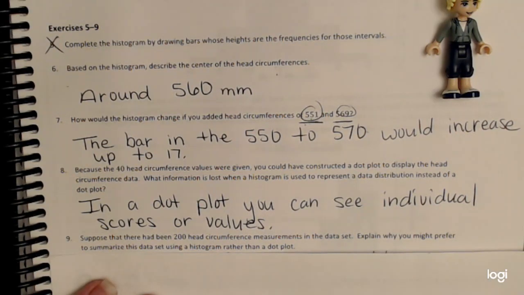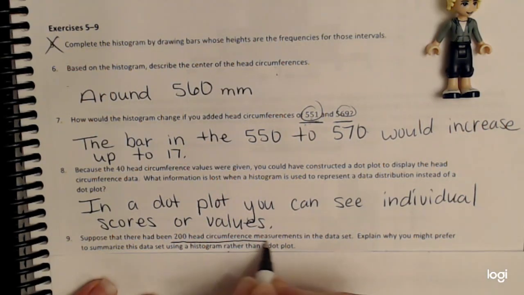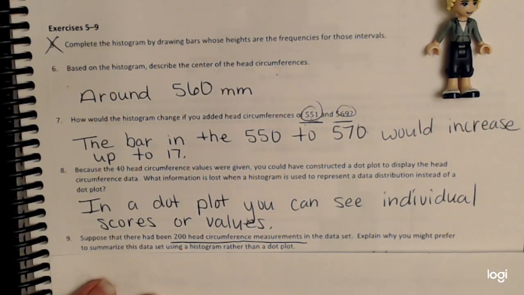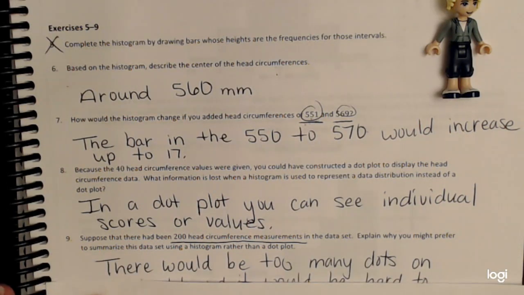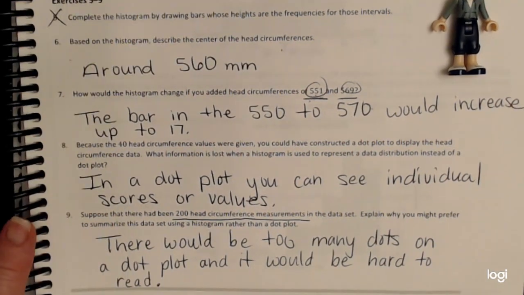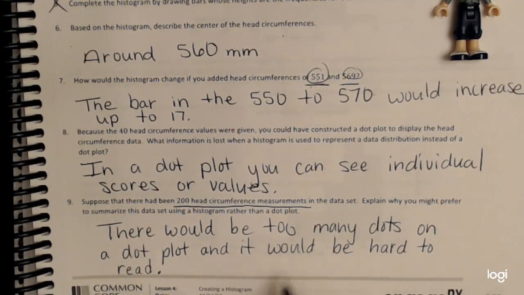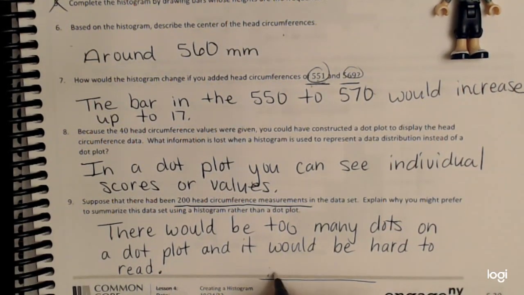And our final question on this page says, suppose that there had been 200 head circumference measurements. Well, first of all, I don't want to sit and make 200 dots for a dot plot. But it says here, explain why you might prefer to summarize this data set using a histogram than a dot plot. Well, because there would be too many dots on a dot plot, and it would be hard to read. I'd have a very hard time counting 200 little dots. So go ahead and write that answer down for me. Pause your screen so you get it done, and then you can turn over to the next page when you're ready.